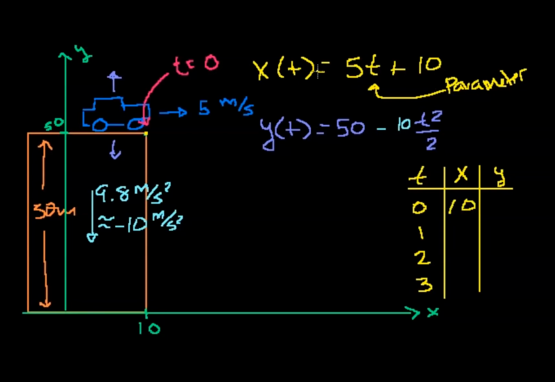At time is equal to 1, what is x? So this is x of 1, if I wanted to write that notation. So 5 times 1 is 5 plus 10 is 15.